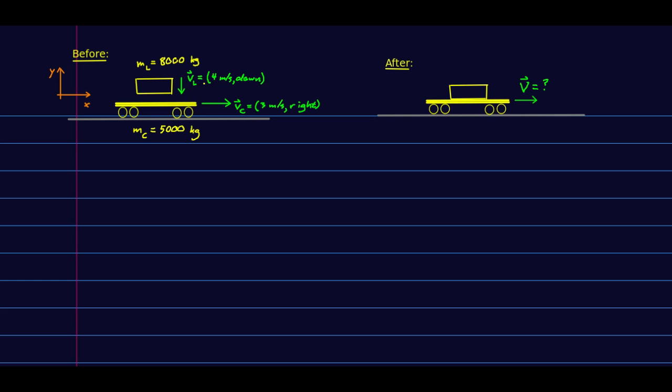And here's the thing. We know that before the collision, we had a momentum of the car to the right, like so, and a momentum of the load like so, which means that the total momentum before is just the vector sum of those. And so here is what the total momentum looks like before the collision.